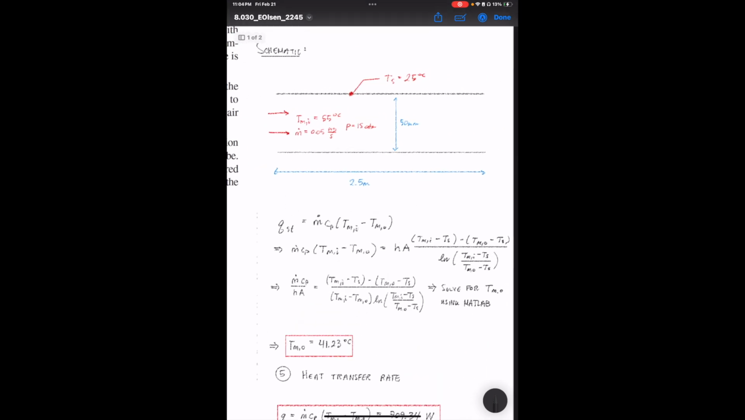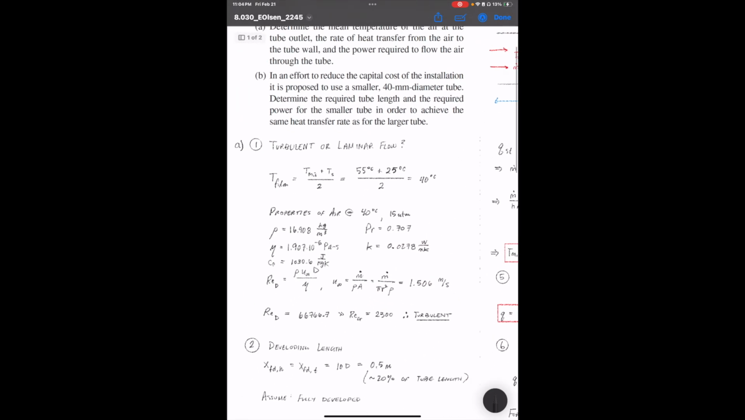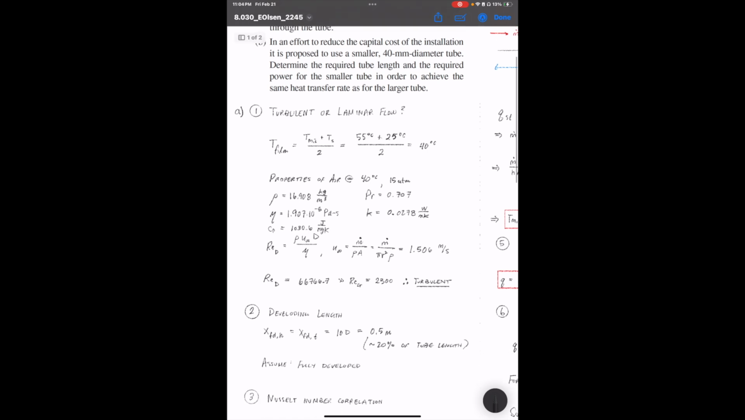From the problem statement, we just have a simple tube with air flowing on the inside with our given parameters and a surface temperature of the tube of 25 degrees Celsius. It has a diameter of 50 millimeters and a length of 2.5 meters. We first need to determine whether it's turbulent or laminar flow.